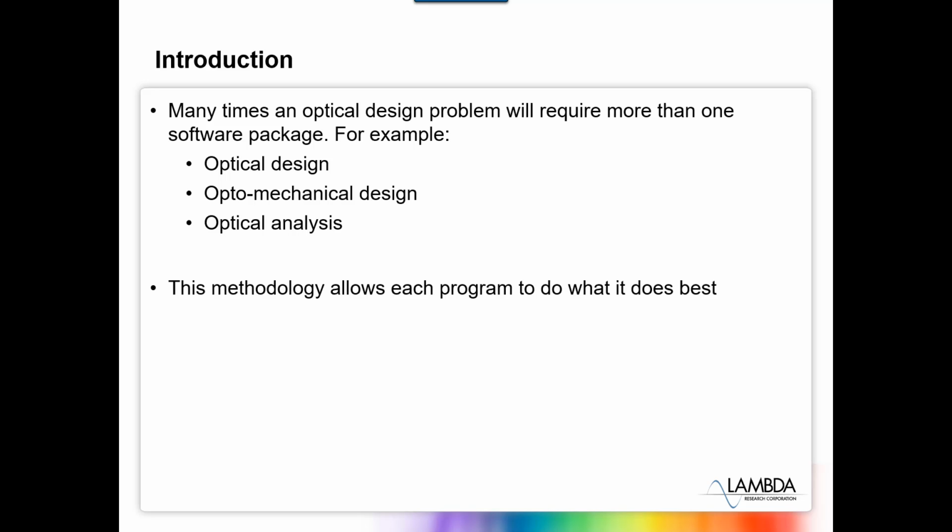Many times when you're faced with an optical design problem, you might need more than one type of optical software in order to solve the problem. For example, you may need to do a lens design and you want to use an optical design program. You may then need to add mechanical structure to that, so you want something that's well suited for optomechanical design. And then lastly, you want to do a full optical analysis of the complete system. Using a methodology like this allows each program to do what it does best.